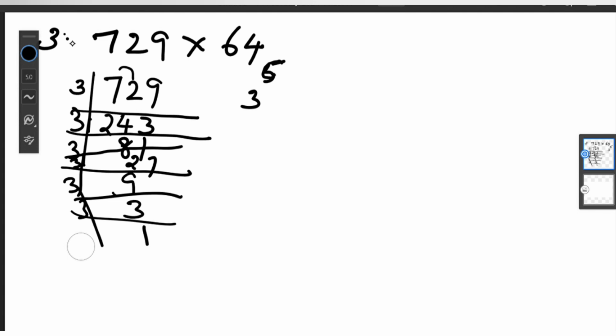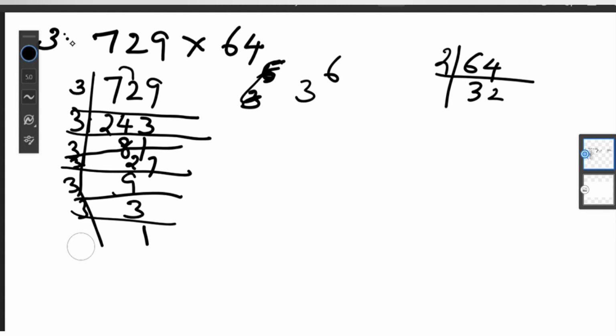243, 81, 27. Oh, here one number is missing. 3, 27, 9, 3, 1. So 3 to the power 6. We have to write it properly. Okay, 3 to the power 6. Then what is the other number given? 64 is the other number given.